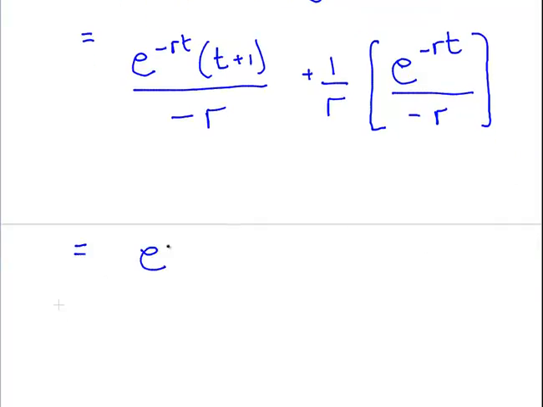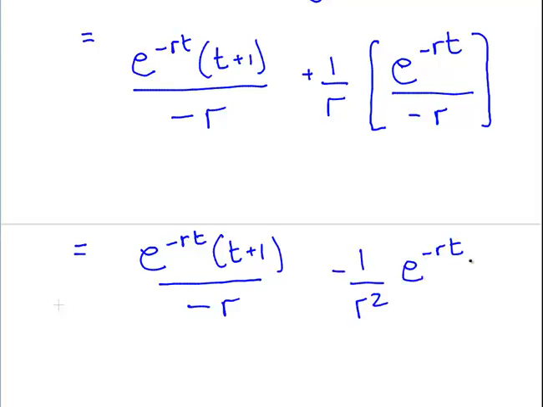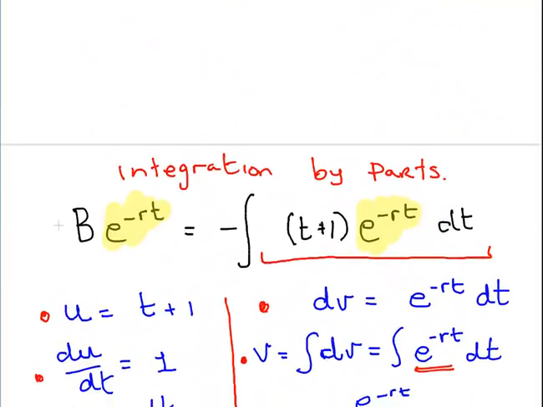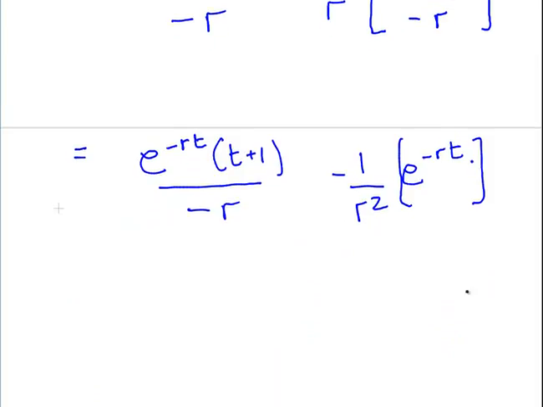So e to the minus rt over minus r times t plus 1, minus 1 over r squared e to the minus rt. Now, what I've done earlier is I have a minus sign that I have to incorporate now. So I have to bring in that minus sign. Essentially what I'm going to do is multiply by minus to negate this answer, and the reason is because I've not factored in that minus sign yet.